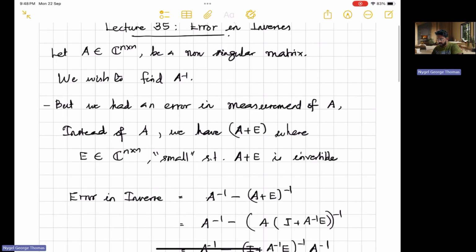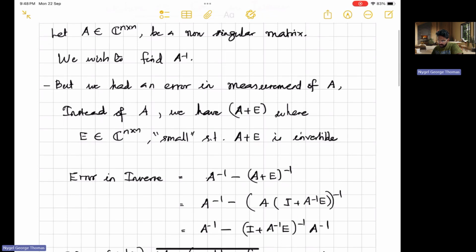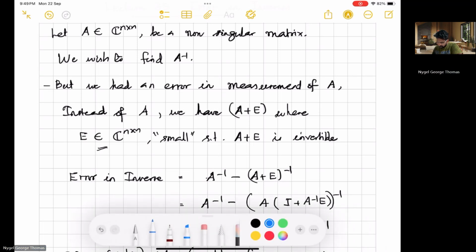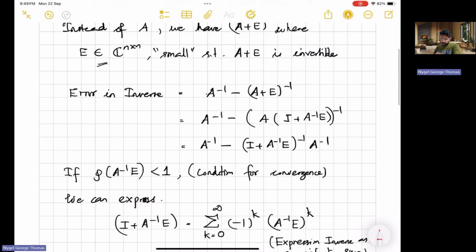The measurement of A, in fact, is erroneous, and instead of A we got A plus E, where E is another C^(n×n) matrix such that A plus E is also invertible. So A is invertible, A plus E is also invertible, E is small, but instead of A we have A plus E. So the inverse which we are going to find is actually (A plus E) inverse. Now what will be the error in that situation is what we are going to analyze.